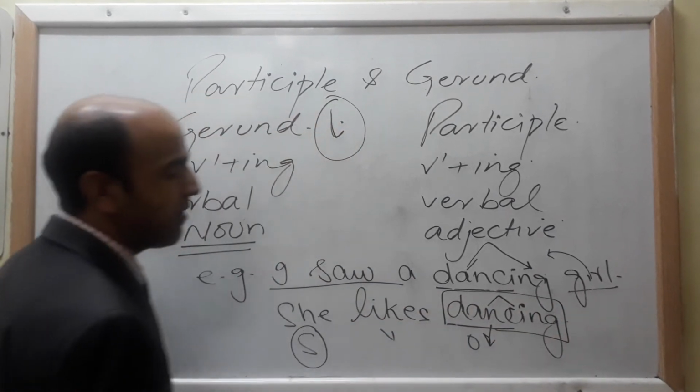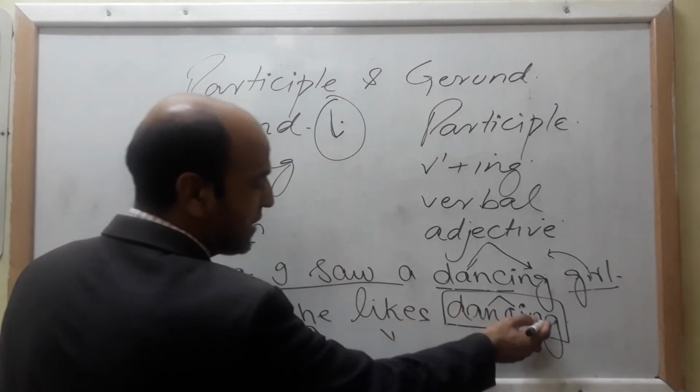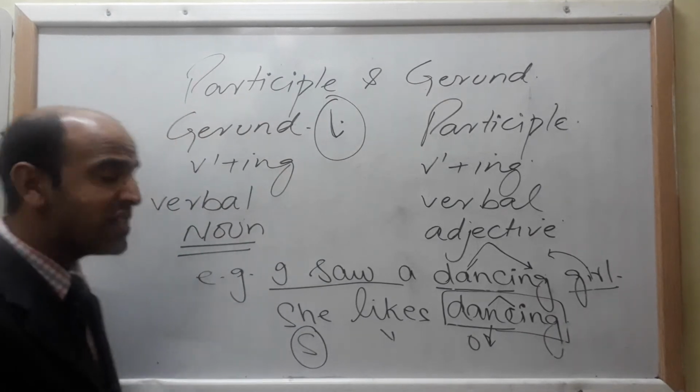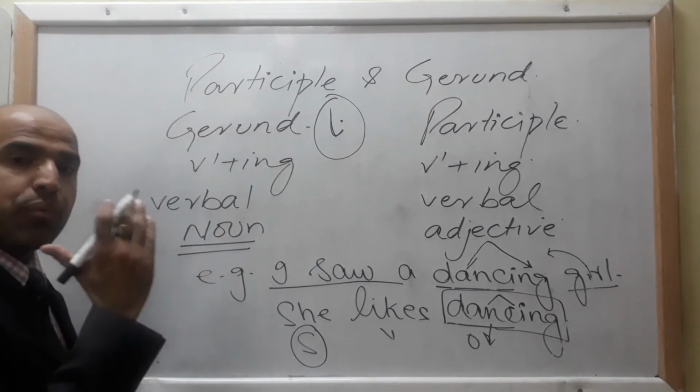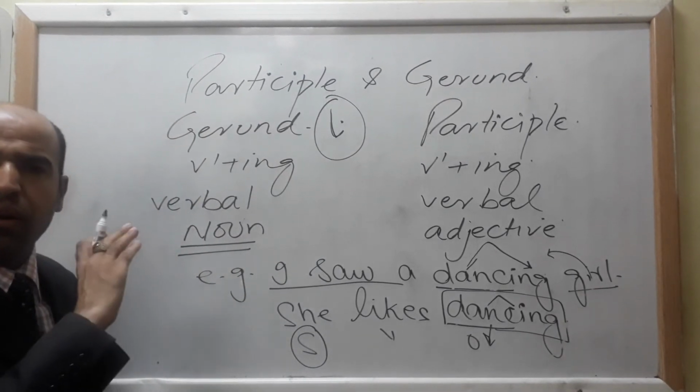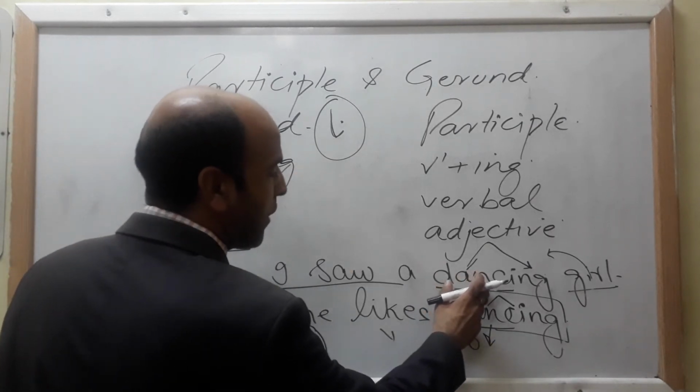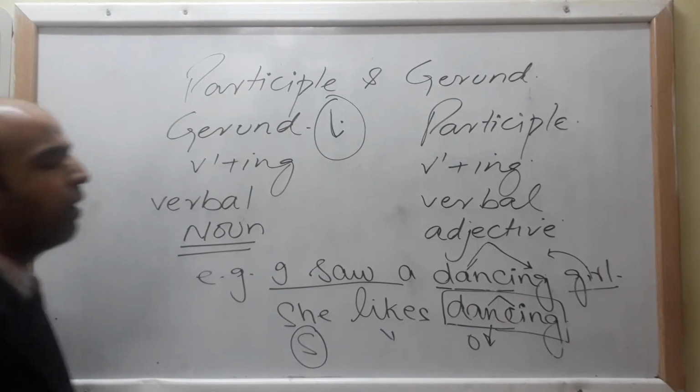Clear? Here the gerund is functioning as V1 plus ing. It looks like a verb, but it is functioning as a noun because only a noun or pronoun is your object in a sentence. So here, the first is a verbal adjective, and this is a verbal noun.